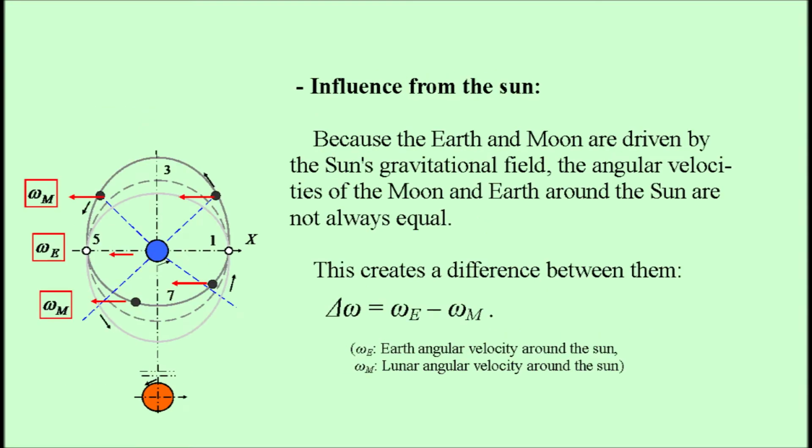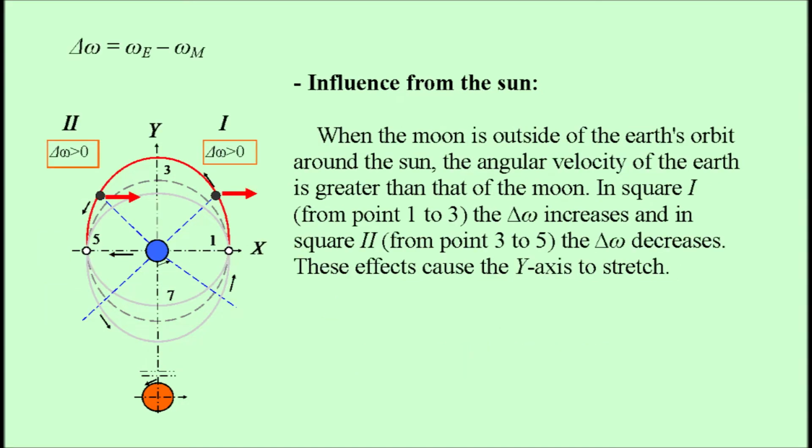Influence from the Sun. Because the Earth and Moon are driven by the Sun's gravitational field, the angular velocities of the Moon and Earth around the Sun are not always equal. This creates a difference between them. When the Moon is outside of the Earth's orbit around the Sun, the angular velocity of the Earth is greater than that of the Moon. In square 1, from point 1 to 3, the delta omega increases, and in square 2, from point 3 to 5, the delta omega decreases. These effects cause the y-axis to stretch.